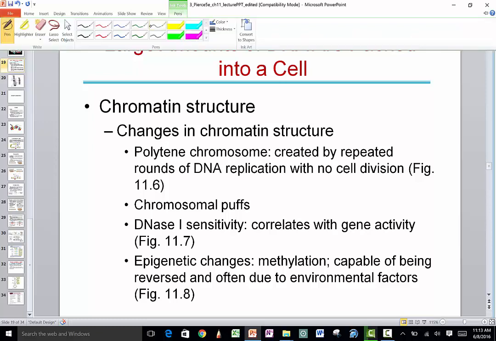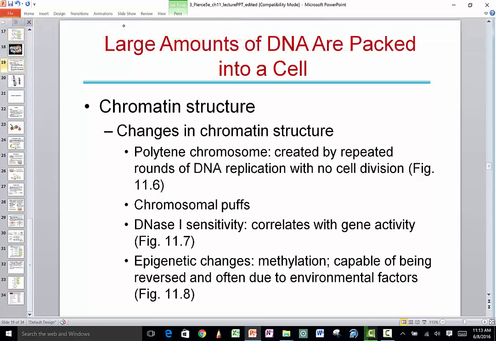It changes a lot, and when it's condensed, the genes can't really be expressed, and then when they're not condensed, when they get loosened up, then you can express the genes. So we're going to look at a dramatic example of this in these things called polytene chromosomes, and look at some chromosomal puffs, and then we're going to look at a DNA sensitivity experiment that demonstrates this.